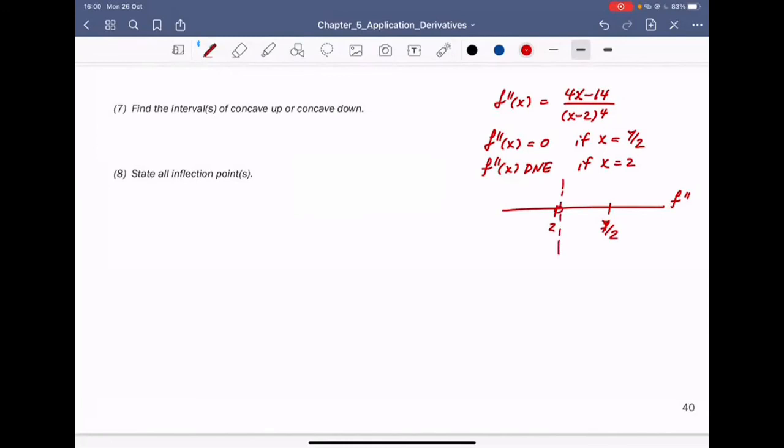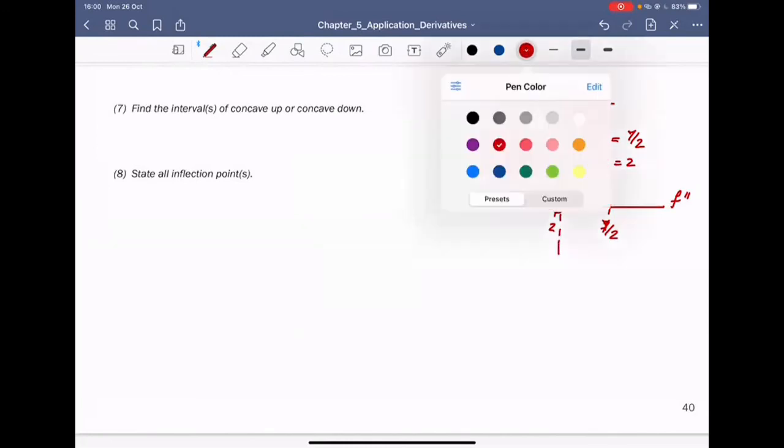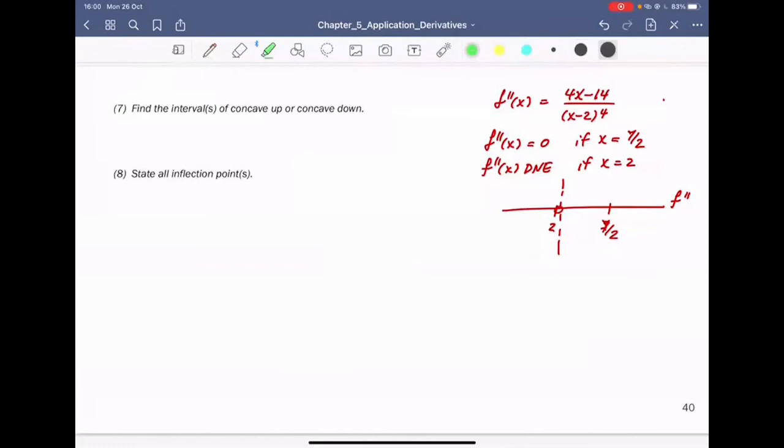Well, I'm going to figure out the sign as well. So, the easy one is here that I highlighted in light blue. This is always positive. So the sign is going to depend on just 4x - 14, which is going to be plus here and minus all the way. So the interval of concave up.